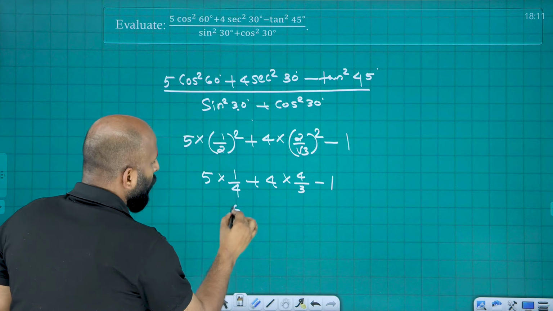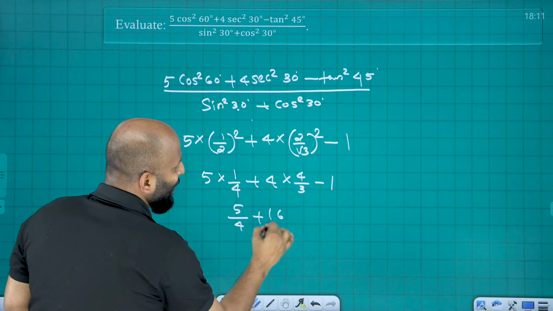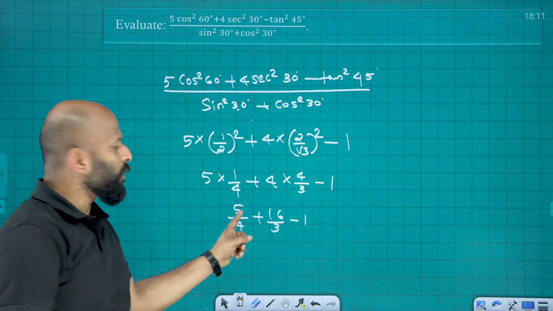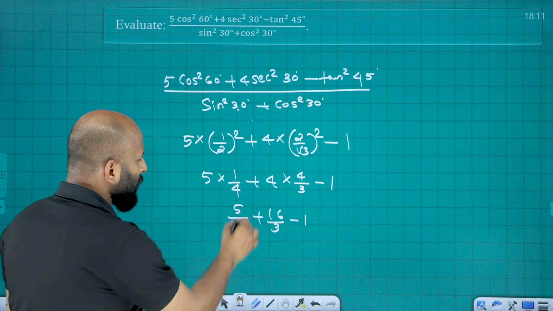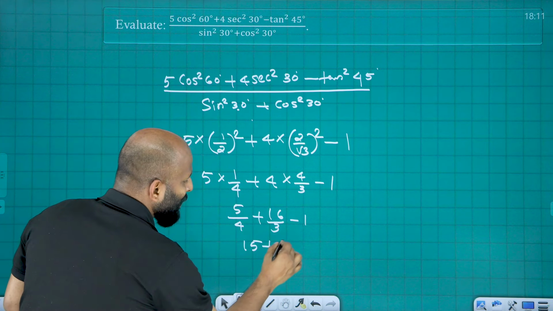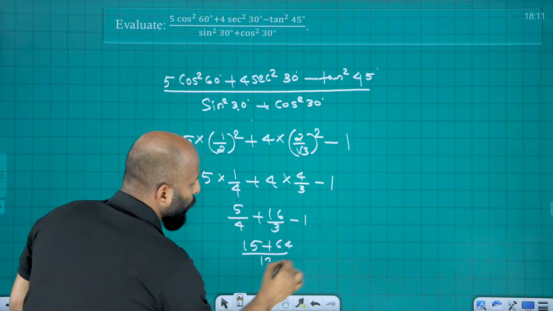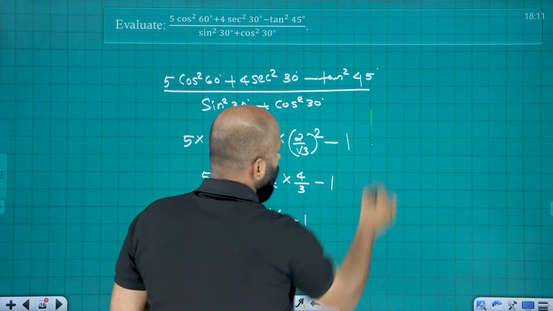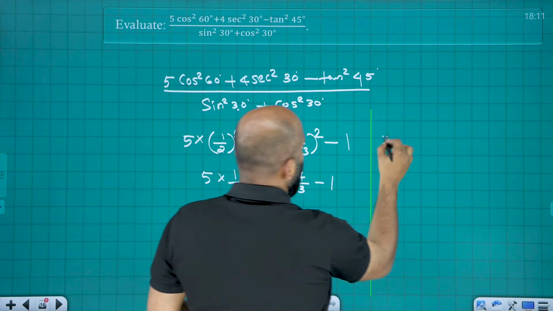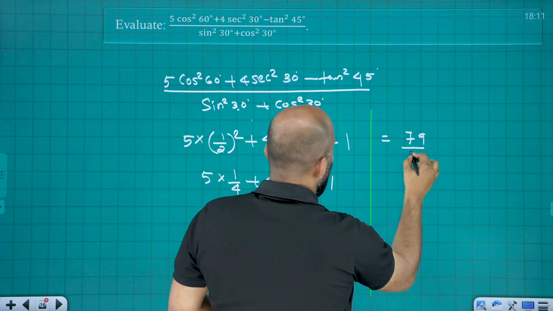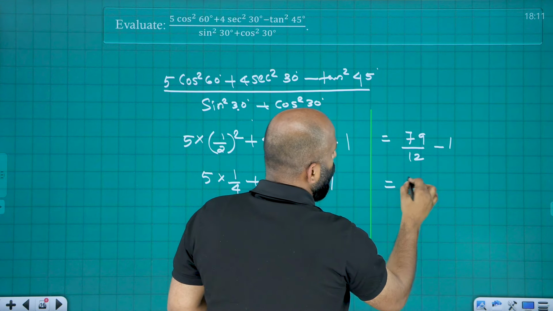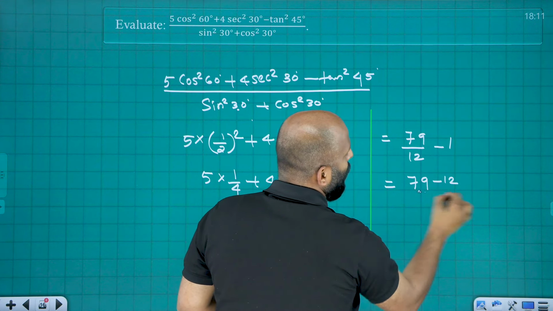So here it will become 5 by 4 plus 16 by 3 minus 1. So what is 5 by 4 plus 16 by 3? That is equal to (15 plus 64) divided by 12 minus 1. So we'll get 79 divided by 12 minus 1, which is equal to (79 minus 12) divided by 12.